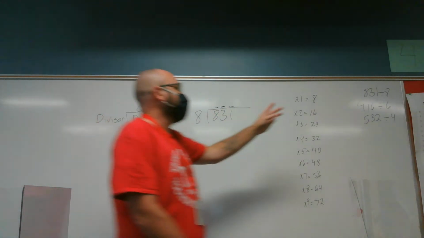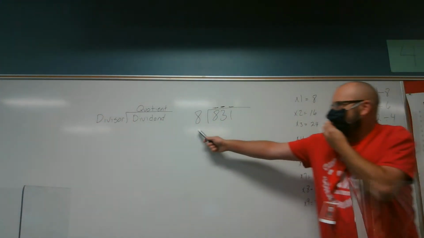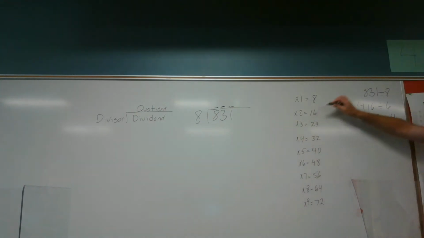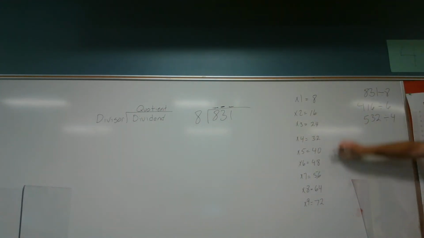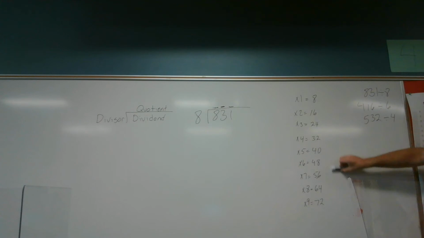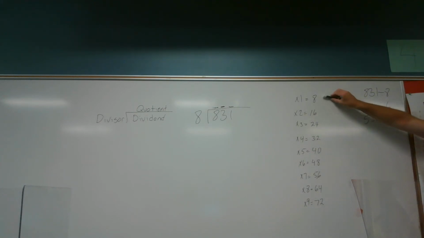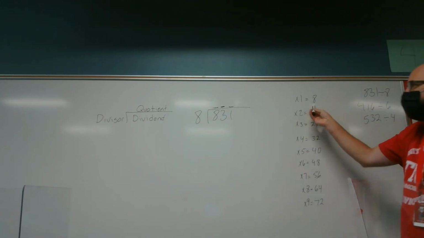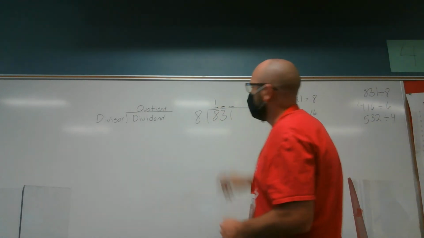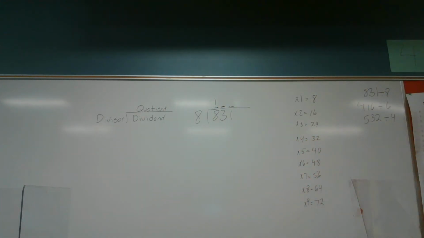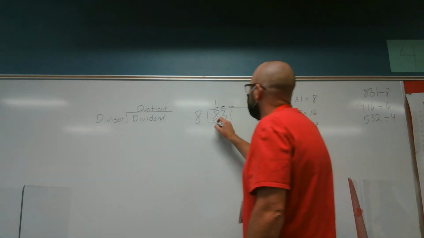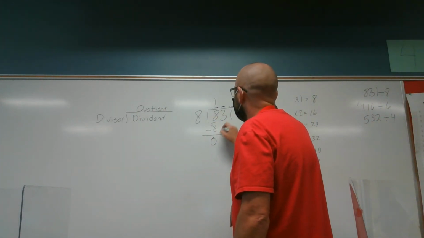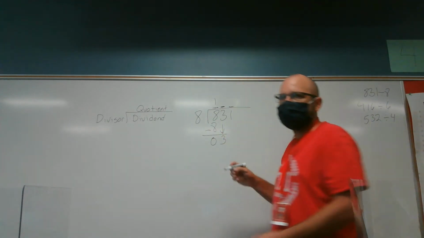Now the reason I put these multiples here, I need to figure out how many times 8 goes into 8. So if I look at my multiples, and I want to get as close to 8 as I can get without going over, as close as I can get without going over is 8. Since 8 times 1 is 8, then I have my 1 up here in my quotient. It's in my hundreds place. And I go 1 times 8 is 8. Subtract. Now I bring down the 3.